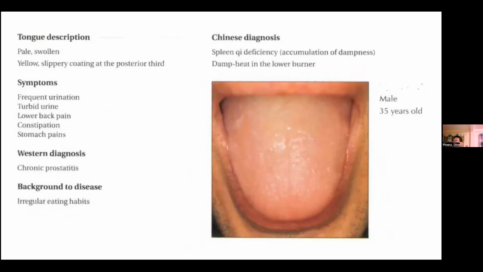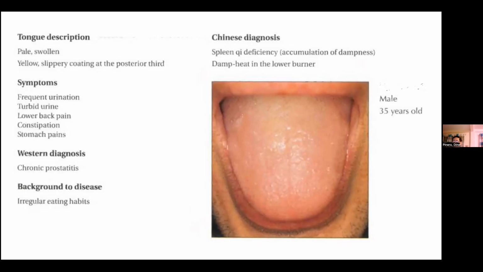Next patient, we have a male, 35 years old. Ang tongue po niya is pale, swollen. This indicates spleen qi deficiency, which is accumulation of dampness. Yellow slippery coating at the posterior third. So sa likod po, there is a yellowish coloration, which indicates that there is damp heat in the lower burner.